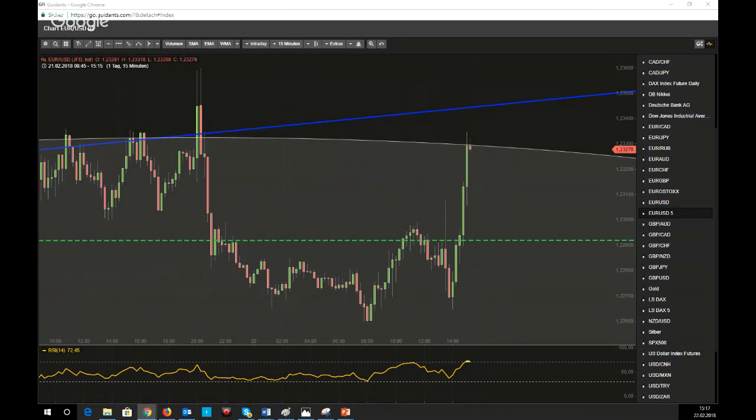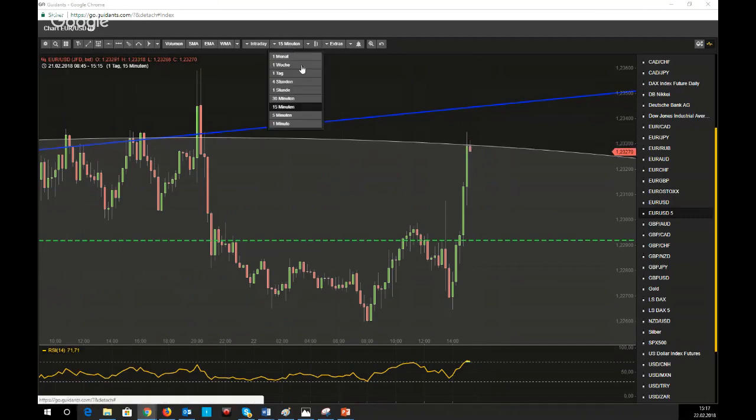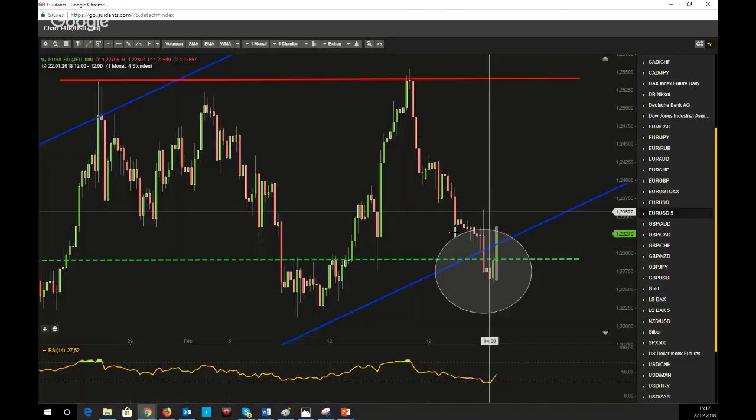Let's just see. Sorry, not seeing anything here. Most likely purely technical driven, algo driven. I don't know. It's really difficult to say what's the reason for this push higher now.